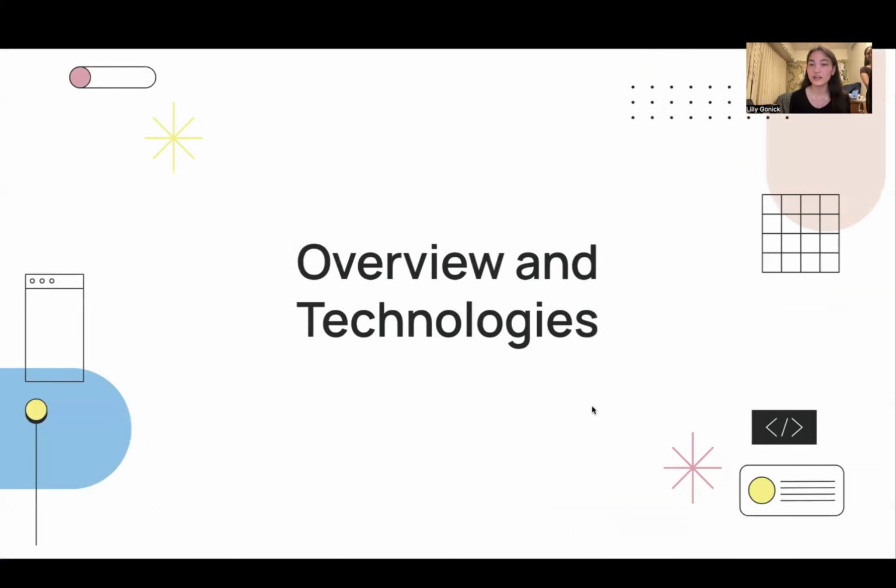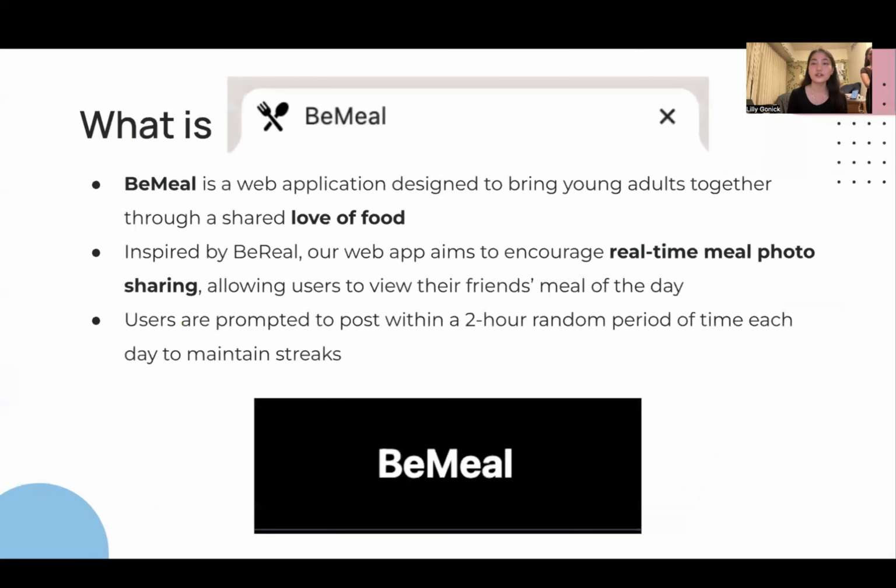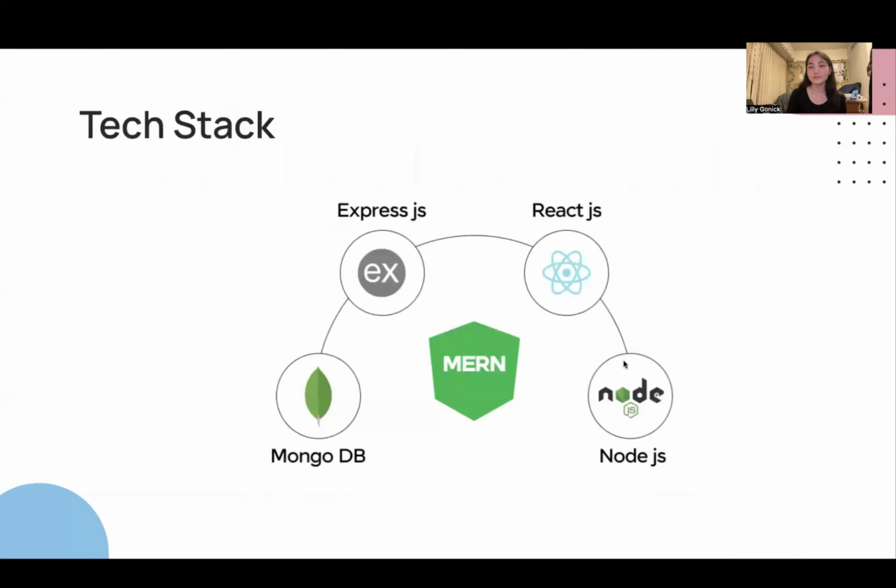Okay, so now we're going to go over an overview and technologies. First of all, what is BeMEAL? BeMEAL is a web application designed to bring young adults together through a shared love of food. It's essentially inspired by BeReal, and we aim to encourage real-time meal photo sharing, allowing users to take a picture and share their meal of the day. We also implemented a 2-hour time period where users can post to continue their streak if they post on consecutive days. For our tech stack, we decided to go with MERN: MongoDB, Express, React, and Node.